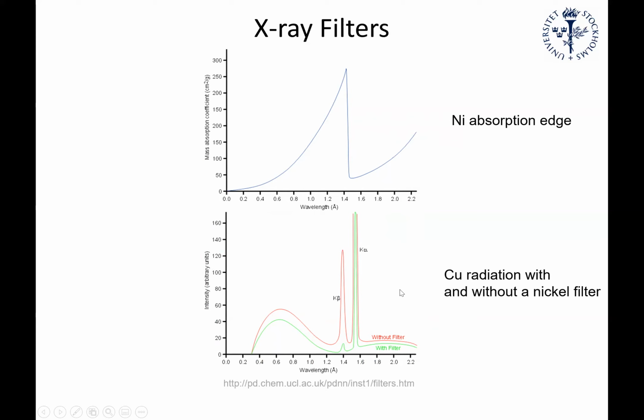So if you put a sheet of nickel in an X-ray beam that's generated with a copper source, it will absorb most of that K beta radiation. Without that nickel filter, you'll have a lot of K beta radiation, but as soon as you put in the nickel filter, it will absorb most of that K beta radiation and let most of the K alpha X-rays through. This way you can make your X-ray beam more monochromatic, so that you remove high intensity X-rays that don't belong to this K alpha peak.